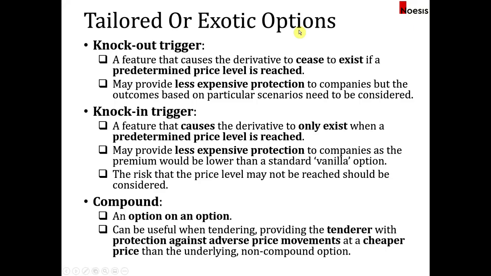For tailored or exotic options, it means that we'll include additional features into the options. So you can put in a knockout trigger. It's a feature that causes the derivative to cease to exist if a predetermined price level is reached. By putting in a knockout trigger, it makes the premium even lower. So it provides a less expensive protection to companies. But of course, the outcomes based on particular scenarios need to be considered.